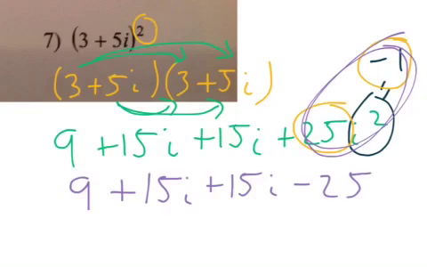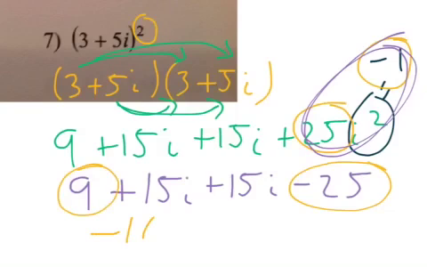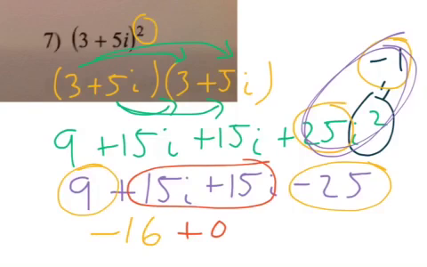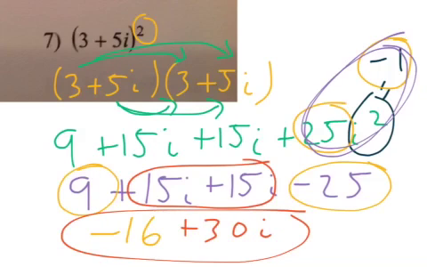Okay, so finishing it up, does everybody agree 9 and minus 25? I can combine those and get negative 16. And the 15i and the 15i together make 30i. So therefore, my answer, my simplified answer, is negative 16 plus 30i.